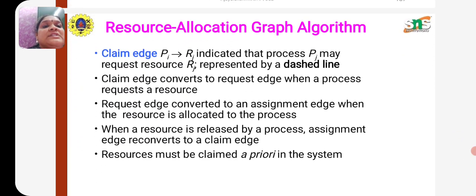So the explanation of the algorithm follows here. We have an edge called a claim edge, where a process is requesting a resource, which we can indicate with a dashed line. Claim edge converts to a request edge when a process requests a resource. Request edge is converted to an assignment edge when the resource is allocated to the process, and when a resource is released by a process, the assignment edge reconverts to a claim edge. So here the reverse process takes place.